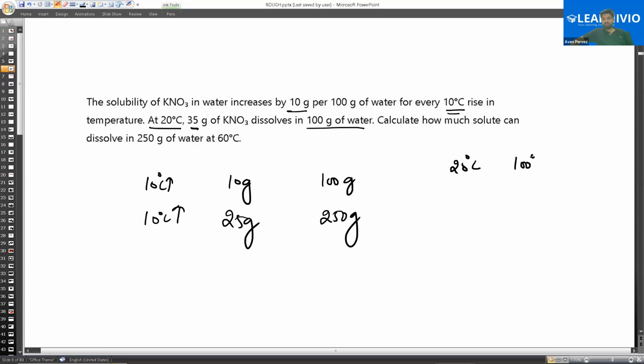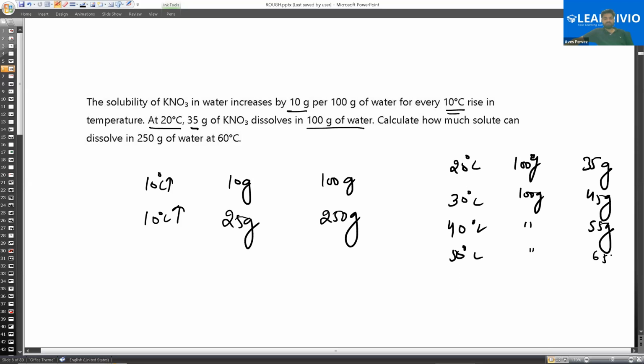So initially at 20 degrees Celsius and 100 grams of solvent, we can add 35 grams of solute to it. So simply we can say that at 30 degrees Celsius, in the same 100 grams of water, we can add an extra 10 grams more, and it will be 45 grams. Then at 40 degrees Celsius, 10 grams extra, so a total of 55 grams of solute can be dissolved. Then at 50 degrees Celsius, we can add 65 grams. And at 60 degrees Celsius, that will be 75 grams of solute.